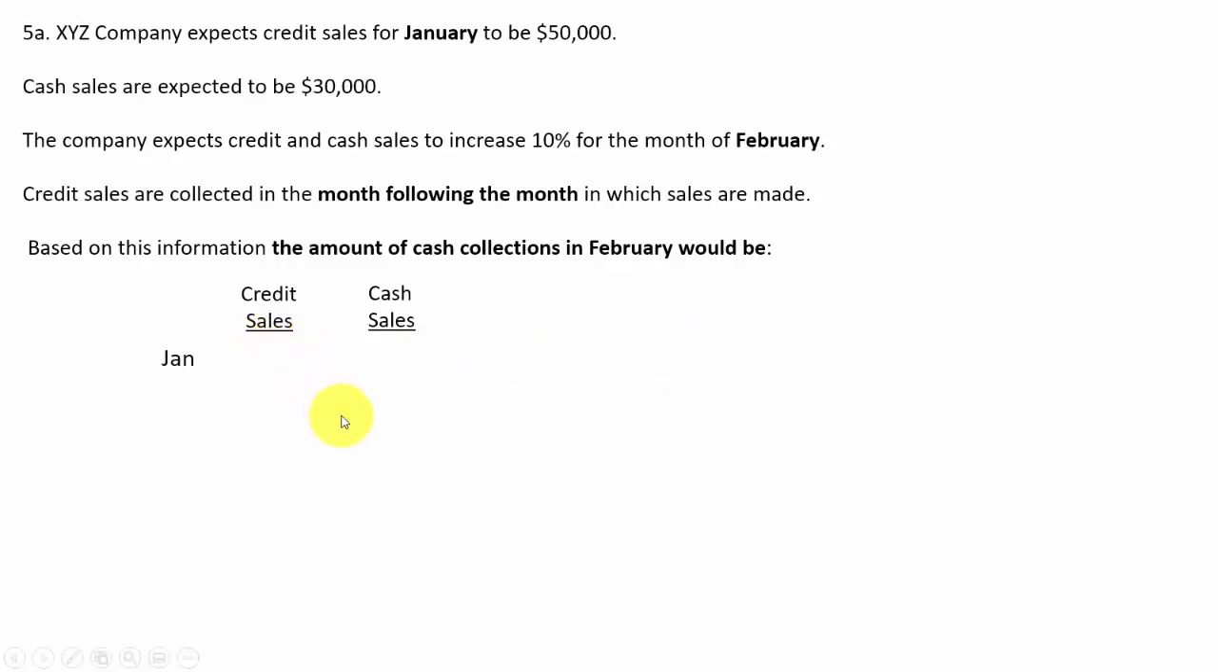In January, I think our credit sales are going to be 50,000, and our cash sales are going to be 30,000. In February, we think that our credit sales and cash sales are going to be increased by 10% over January's numbers. So our credit sales for February should be 55,000. That's a 10% increase in credit sales there. And our cash sales for February should be 10% more than this number. And so 30,000 plus 3,000, that's 10%, would be 33,000.